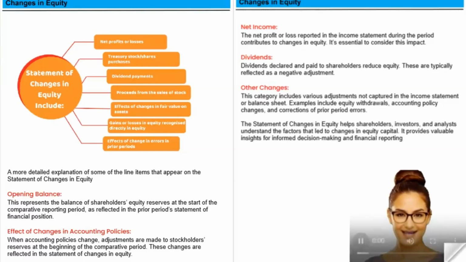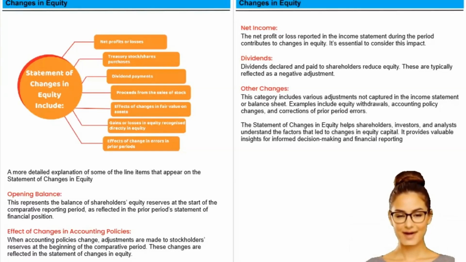As explained earlier, the equity section can include various line items. See the illustration. Let's explore some of these items. A more detailed explanation of some of the line items that appear on the statement of changes in equity. Let's begin with the opening balance. This represents the balance of shareholders' equity reserves at the start of the comparative reporting period, as reflected in the prior period statement of financial position.